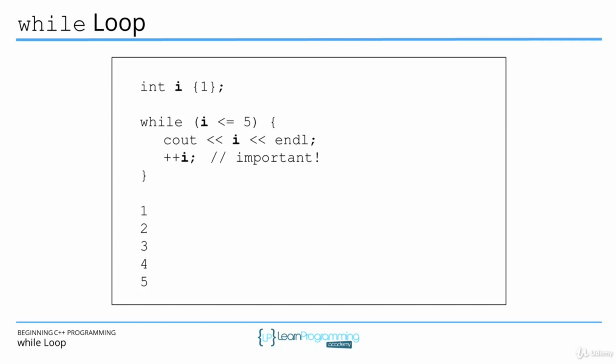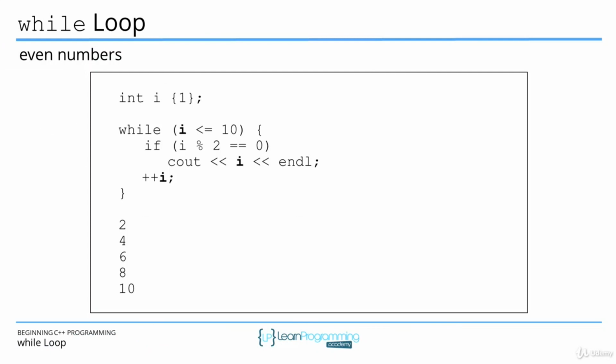It's important that we increment I in the body of the loop. If we don't, then the loop will never terminate, since I will always be 1, which is less than or equal to 5. This is called an infinite loop, and it's not usually what we want. I'll talk about infinite loops in a later video in this section because sometimes they can be useful. Let's see another example.